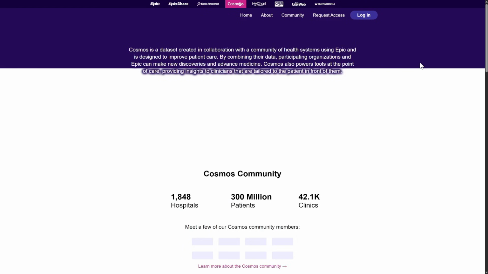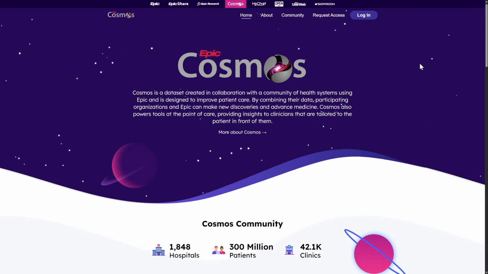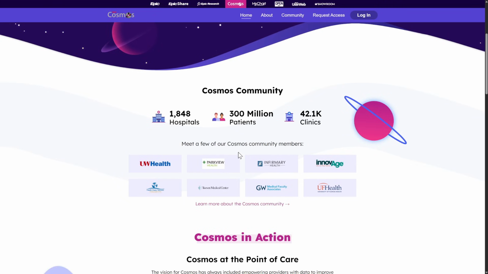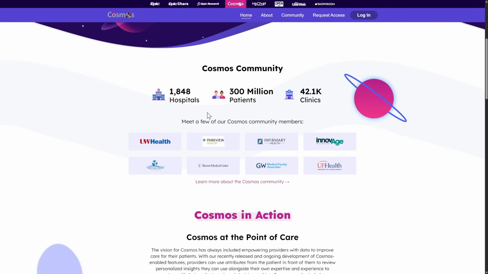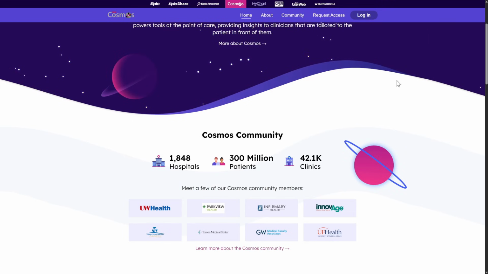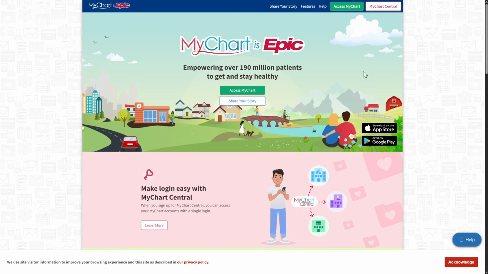Following this is Epic Cosmos. This is one of the largest anonymous health data networks in the world. Cosmos connects data from millions of patients and thousands of healthcare institutions. It supports large-scale analytics studies, comparative research, and clinical benchmarking. On the platform, you will find statistics showing the number of hospitals, clinics, and patients contributing data, which demonstrates the massive scope of the Cosmos database. Researchers and clinicians rely on this platform when they want to perform real-world evidence studies or explore patterns at a population level.